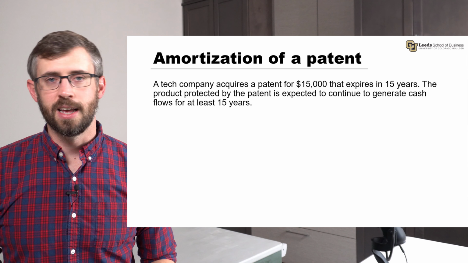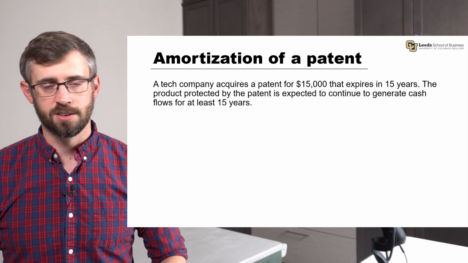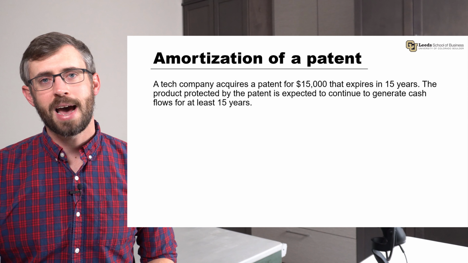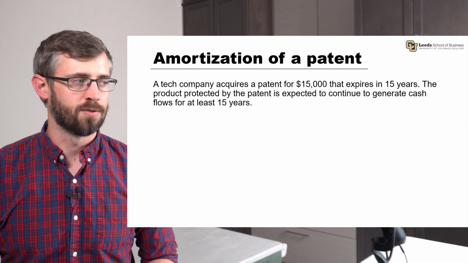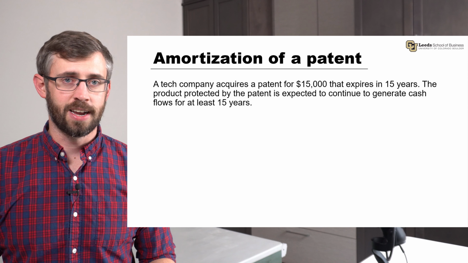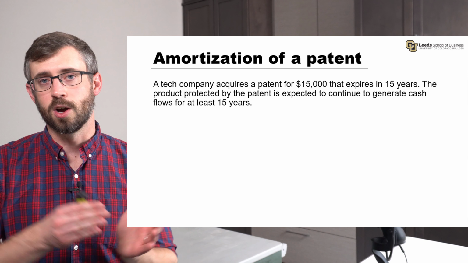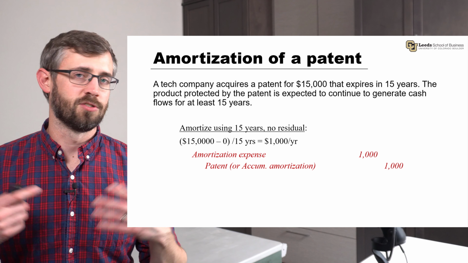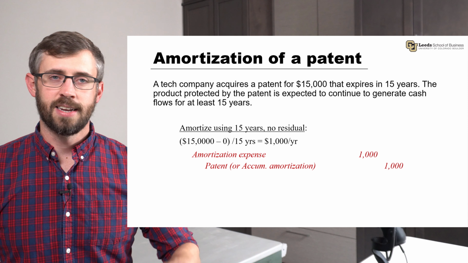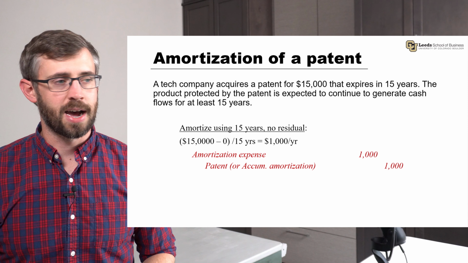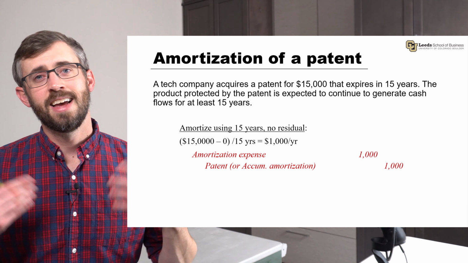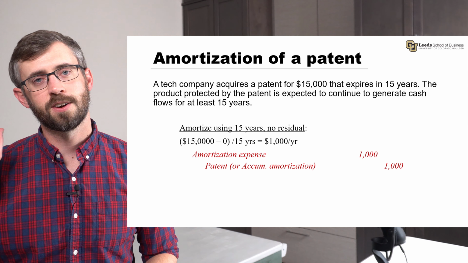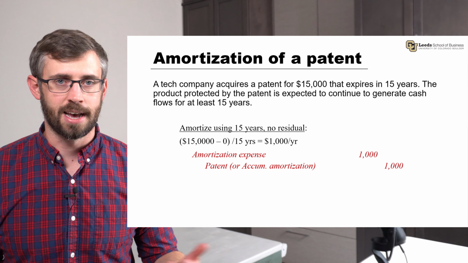So let's say we have a tech company and they acquire a patent for $15,000. They're purchasing this externally, which means it gets capitalized on our balance sheet. And this patent has 15 years remaining on its useful life. They expect the patent to continue to generate cash over these 15 years, so they can go ahead and use it for its full legal life. And so if they're doing straight line amortization, there's no residual value that we know of. We're going to take our $15,000, divide it by its 15-year useful life, and amortize this thing for $1,000 per year. So we'll debit amortization expense for $1,000 and credit the patent asset for $1,000.